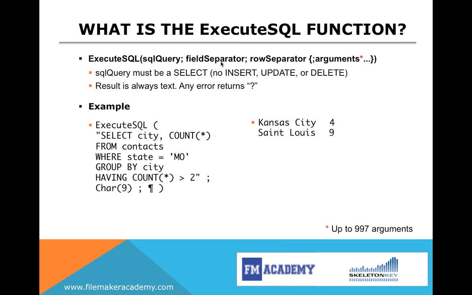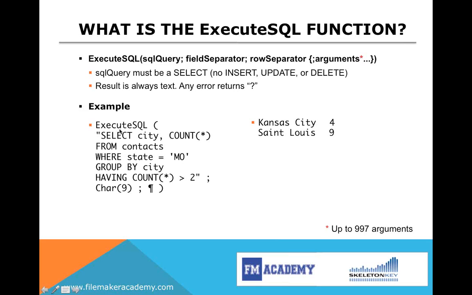So the other parameters used in the ExecuteSQL function are the field separator, the row separator, and then a series of optional arguments, and we'll get into more details on those in a bit. The result of this function is always text, and if there's any error in the SQL query, you're going to get a question mark as the result.